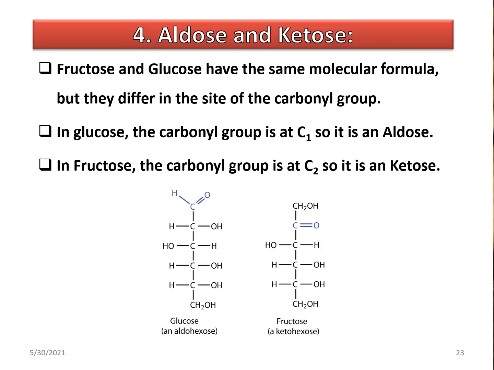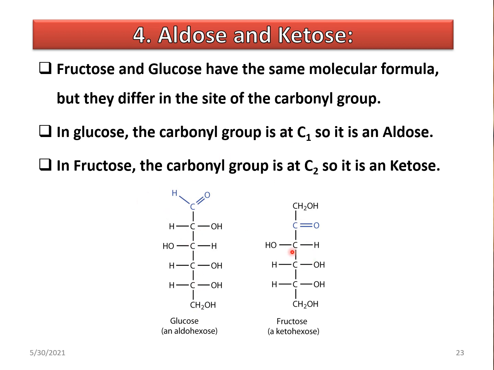The fourth type of isomerism is the aldose and ketose. Fructose and glucose are monosaccharides. They have the same chemical formula, but they differ in the site of the carbonyl group. In glucose, the carbonyl group is free or terminal. It is present at C1. Therefore, glucose is an aldose, and it is called aldohexose because it also contains 6 carbon atoms.